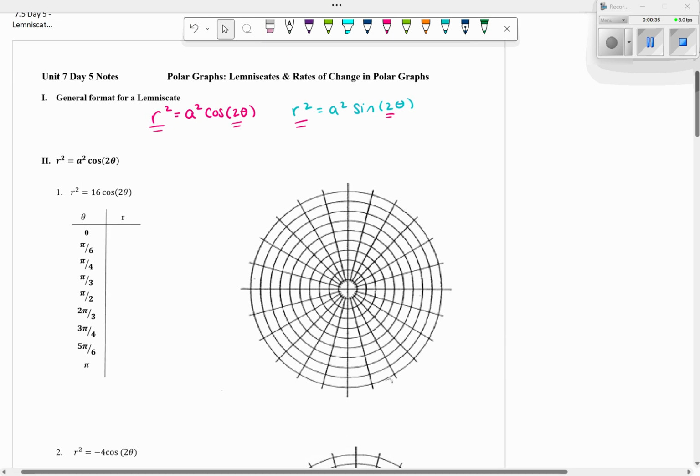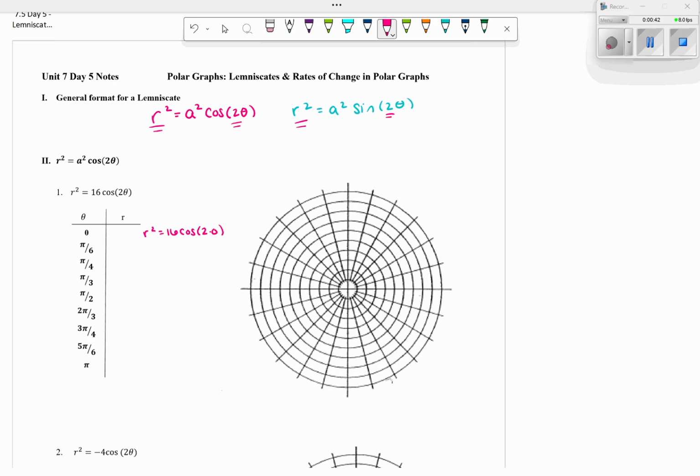So for instance, if I plug in 0 for theta on this first one, well, 2 times 0 is 0. The cosine of 0 is 1, so then we end up with r squared equals 1 times 16, which is 16, so that gives me plus or minus 4. So if we have plus or minus 4, we'll then go out a distance of 1, 2, 3, 4. And if our r value is negative 4, 0, then it would be the other direction on pi, 1, 2, 3, 4.